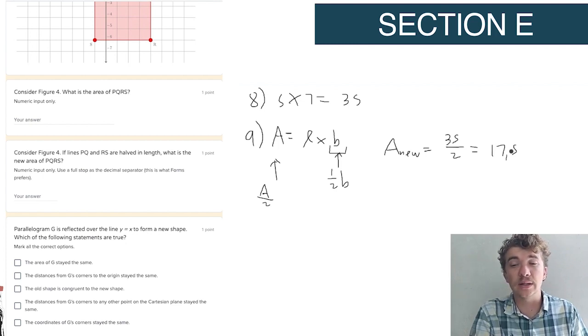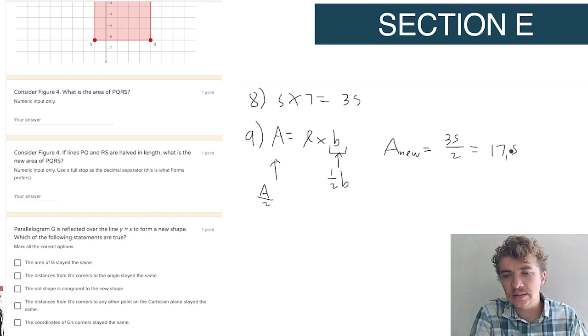That's definitely not true since the coordinates of the corners of G changed. Okay, next one, the old shape is congruent to the new shape. That is definitely always true. Next one, the area of G stayed the same, also always true. The coordinates of G's corners stayed the same, definitely not true because they were reflected.